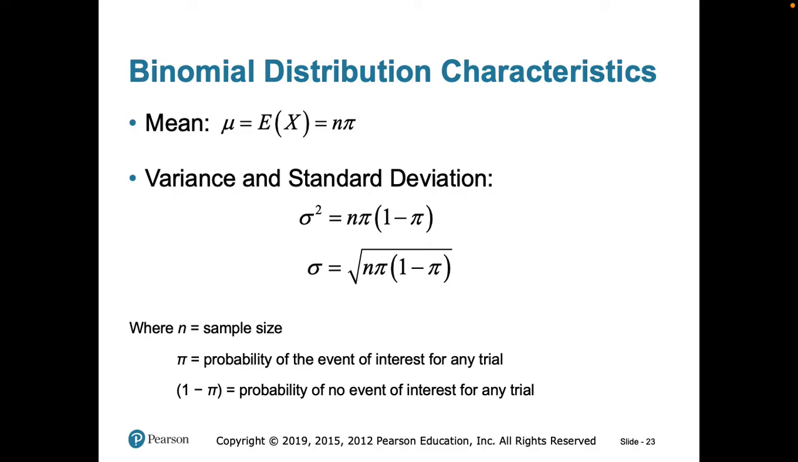So how do you find the mean of the binomial distribution? Here we have our formula, basically it is n times p. And how do you find the variance and the standard deviation? Our variance has a formula there, and we already know that the standard deviation is the square root of the variance.